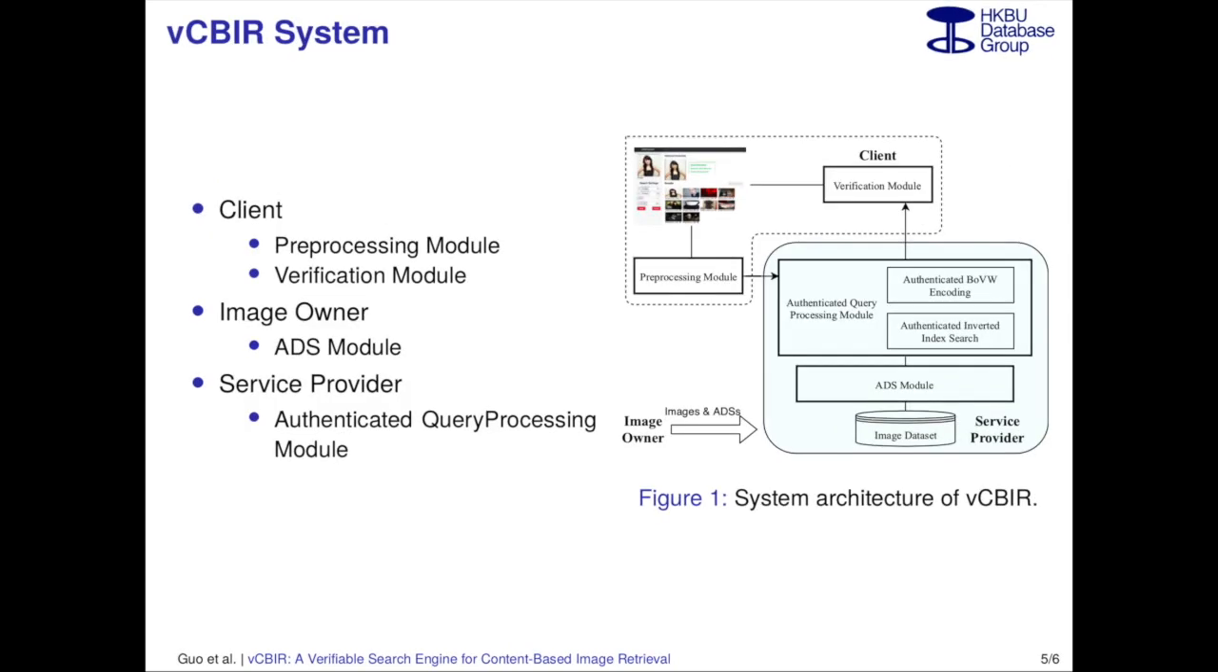Figure 1 shows the system architecture of vCBIR. The system consists of three parts: client, image owner, and service provider. The client has two modules: a pre-processing module used to generate features, and a verification module used to verify the integrity of results. The image owner owns the ADS module, which is used to generate the ADS. The service provider owns the authenticated query processing module, used to search similar images and generate the VO.